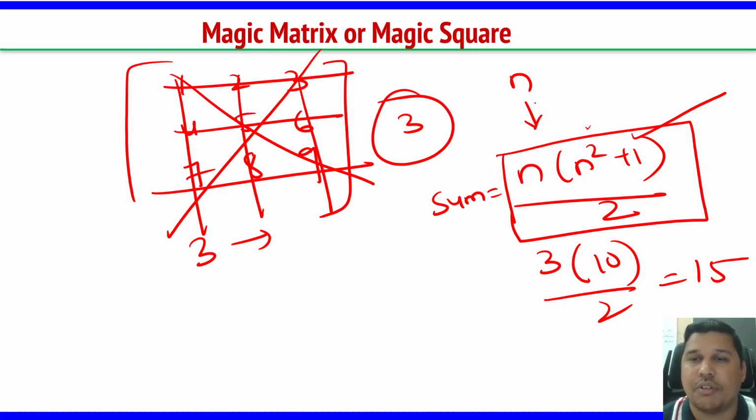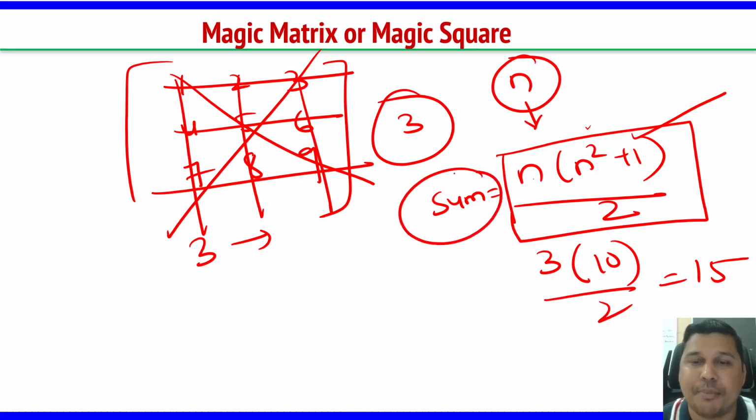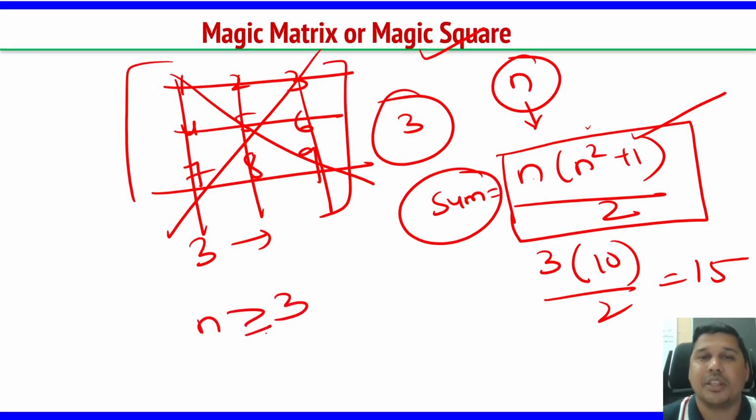So for a given dimension n, this is the equation, n into (n square plus 1) by 2. This should be the sum of a row, column or diagonal. Then we can call that matrix a magic matrix or magic square. Another important point is that a magic square exists for n greater than or equal to 3. This is the first condition. It means if I give n as 2, it cannot be a magic matrix. From 3 onwards only we can call it a magic matrix.